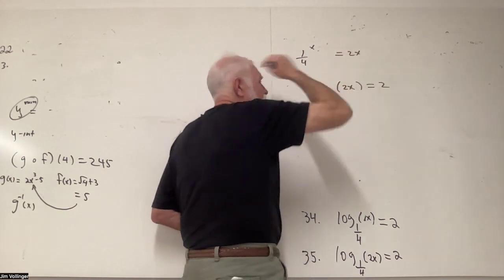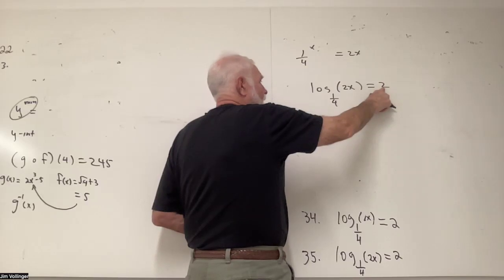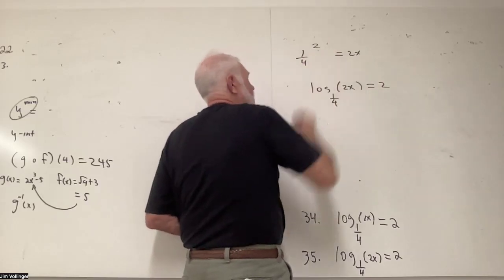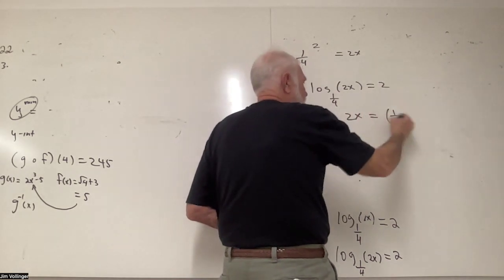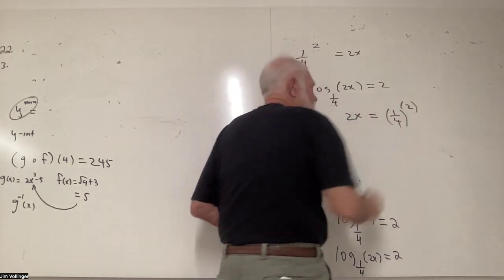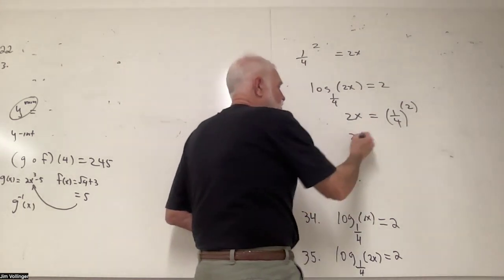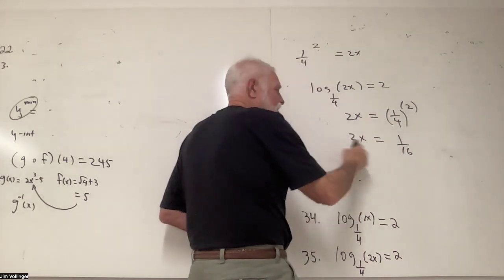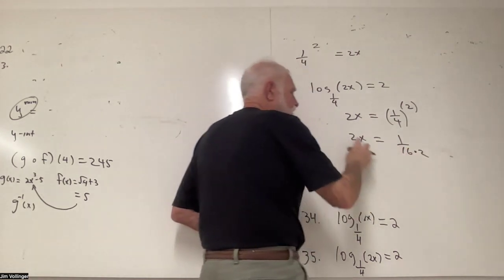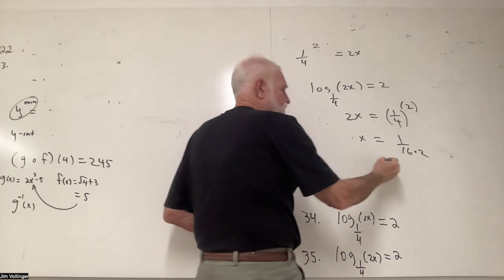Oh, you know what? I don't have to go looking. It's right here. That is the exponent. So 2x is equal to 1/4 to the 2. That's the base, that's the exponent. So 2x equals 1/16. And I know multiplication becomes division on the other side. That's x equals 1/32.